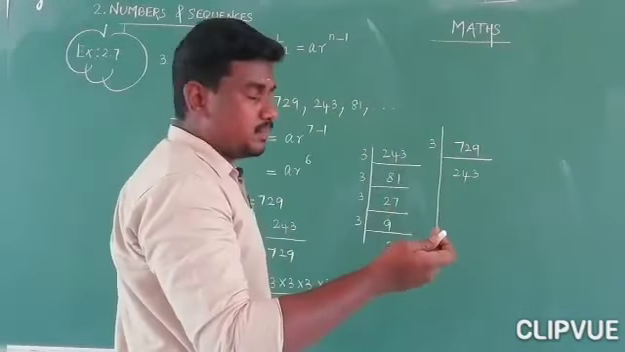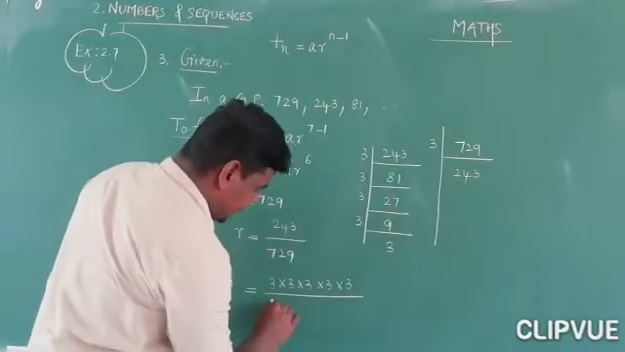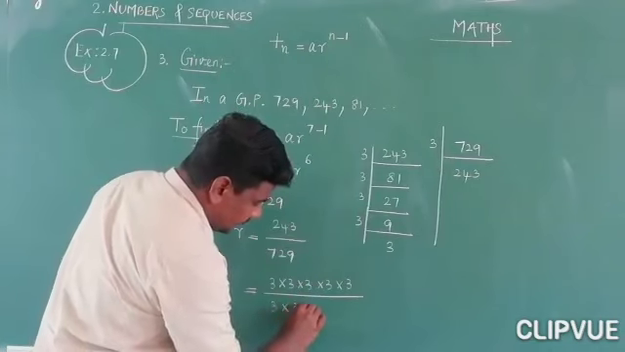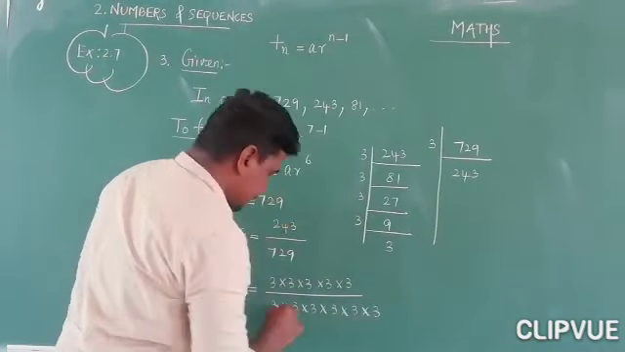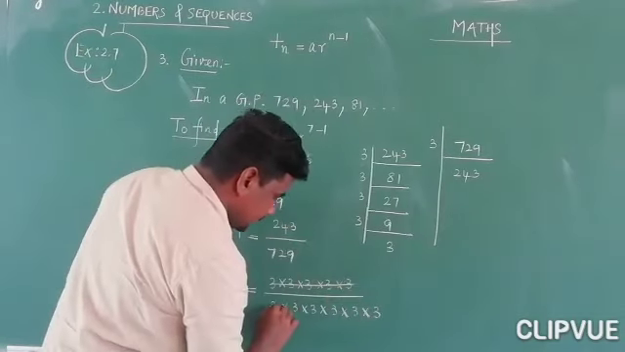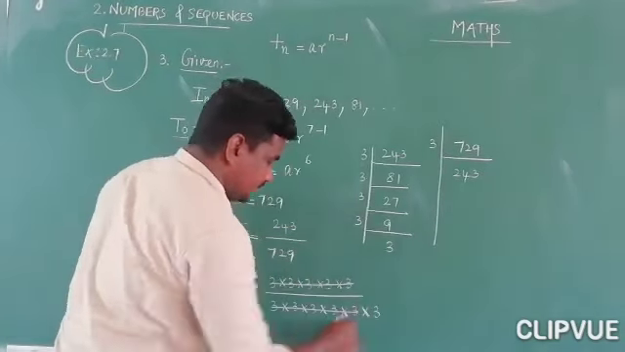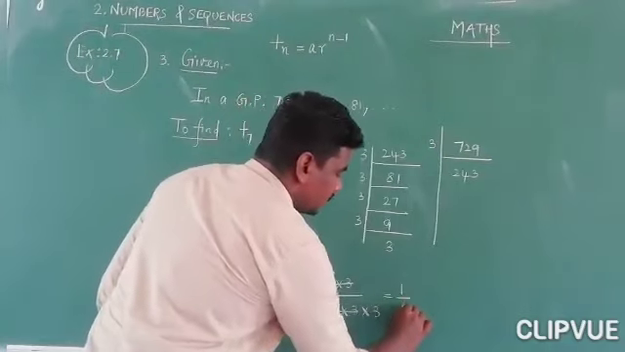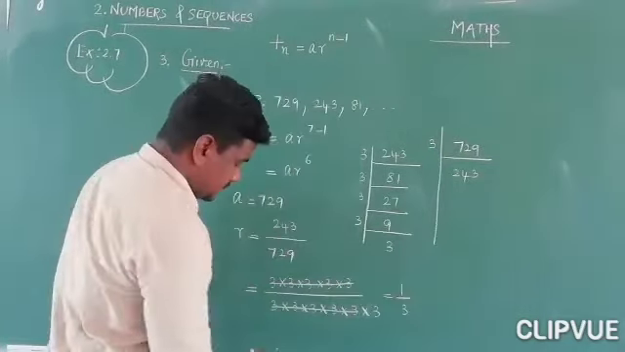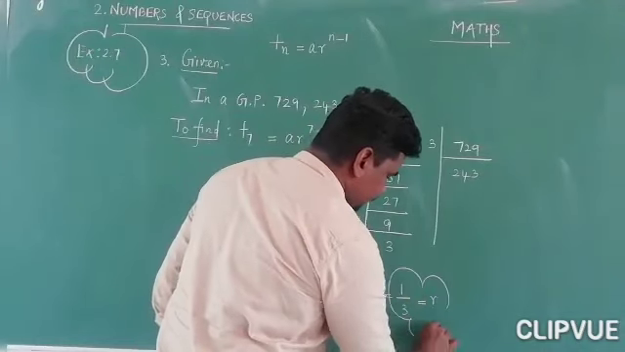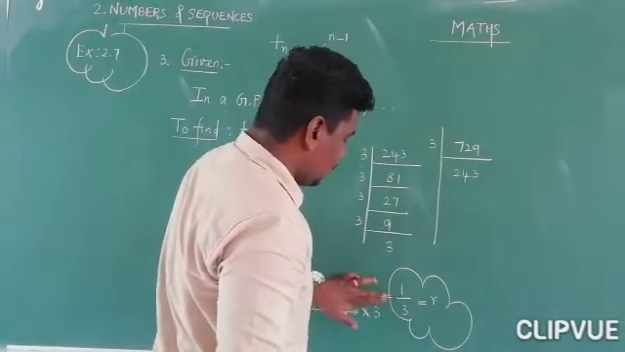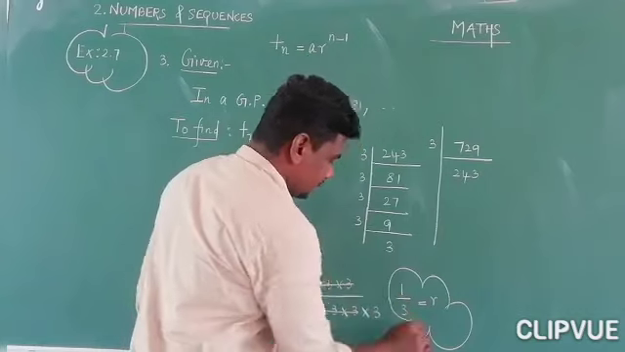So plus 1 means 3 power 6. So how many times? 6 times we have to write. So this 5 times will be cancelled. So finally you got the answer 1 by 3. What is it? It is equal to r. So r is equal to 1 by 3.